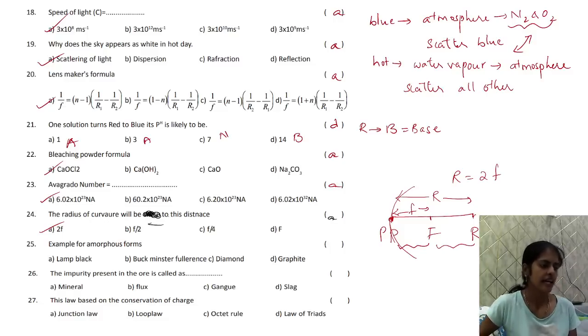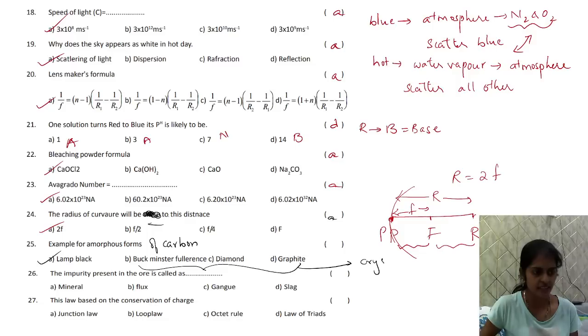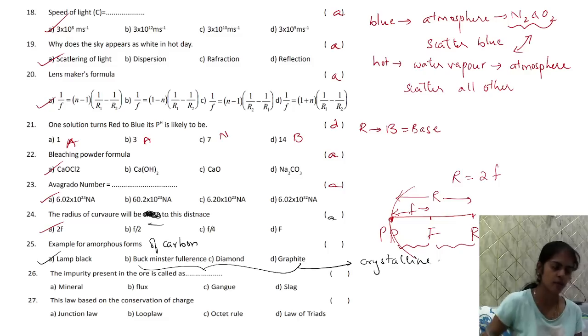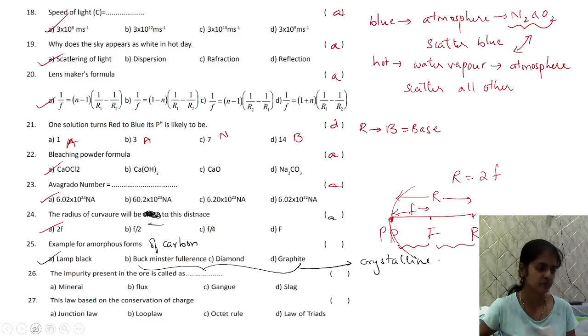2f. Example of amorphous form of carbon. See, lamp black is the amorphous form of carbon. Buckminsterfullerene, diamond, graphite, all these are the crystalline forms of carbon. We have crystalline and amorphous. So amorphous forms are wood and those things, and here Buckminsterfullerene, diamond, graphite, all these options are crystalline. So option A is correct.